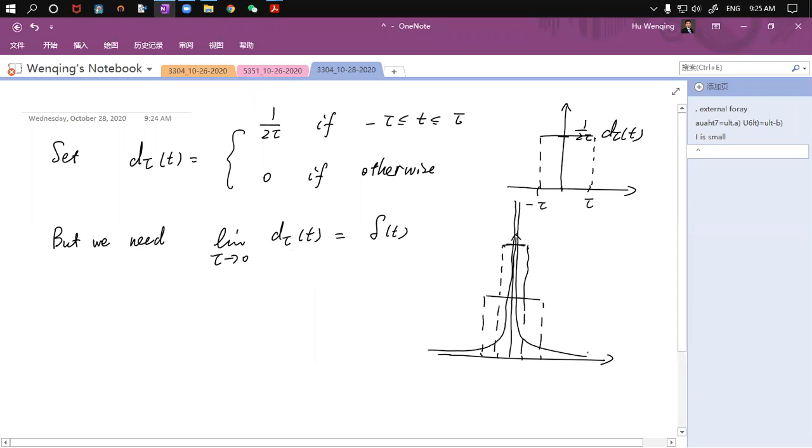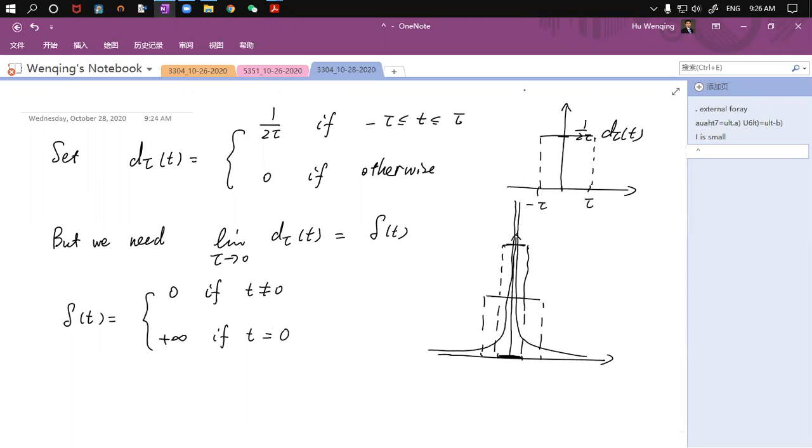Okay, so basically you can see that delta of t is equal to 0 if t is not equal to 0. Because everywhere not equal to 0, when tau is small enough, it will not be covered by the interval from minus tau to tau. But it is going to be plus infinity if t is just equal to 0, because at 0, the magnitude of the force is going to be larger and larger until you reach infinity. Is that good for everybody?